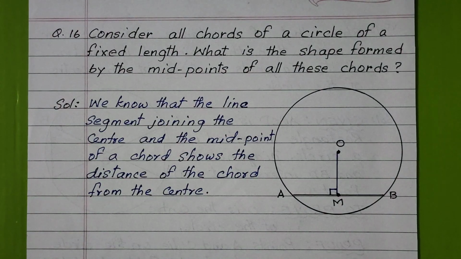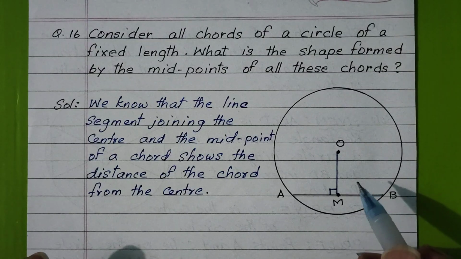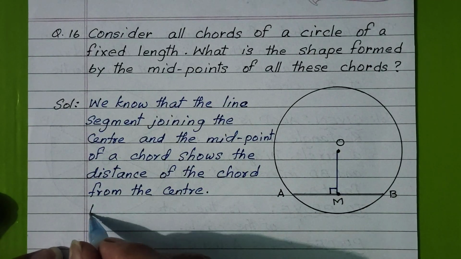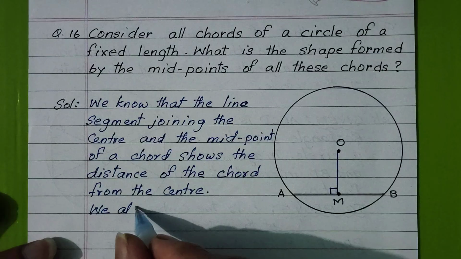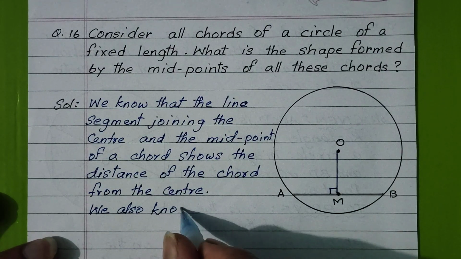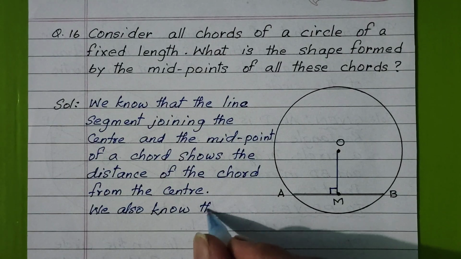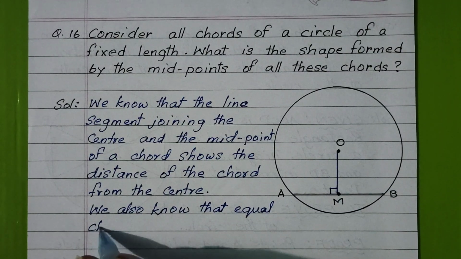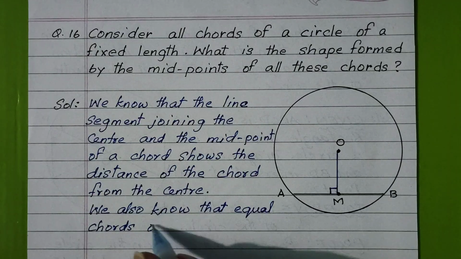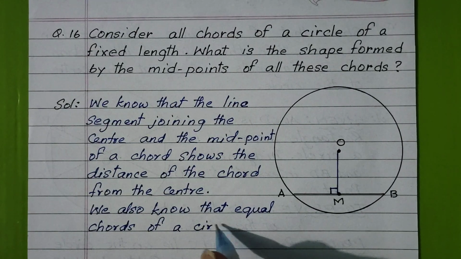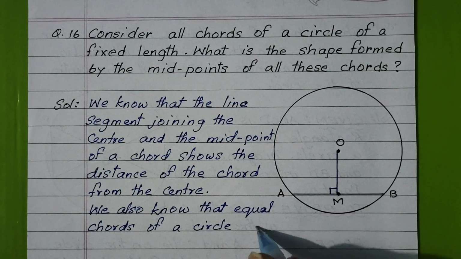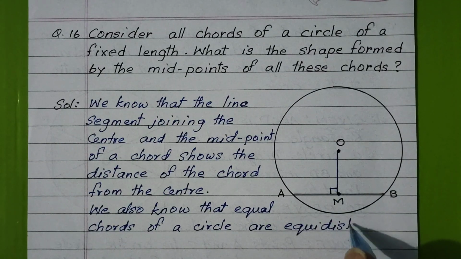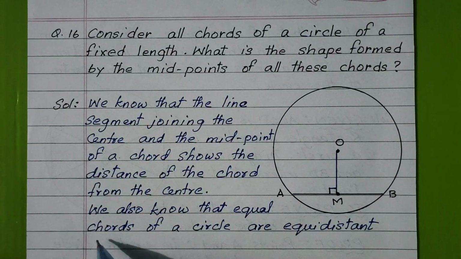Now, we also know that equal chords of a circle are equidistant from the center.